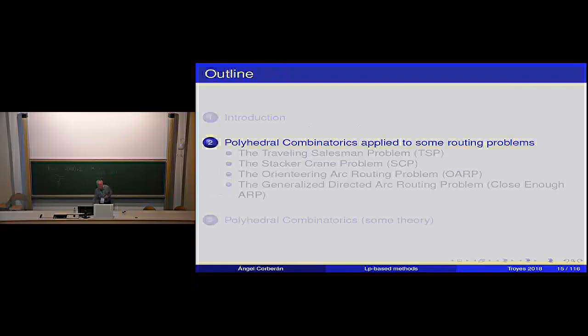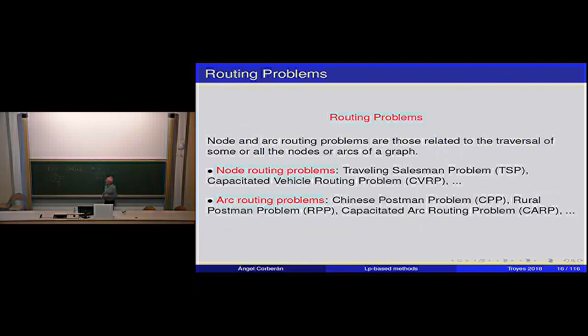Okay, so this is basically the idea of how to use an LP or polyhedral method for solving a combinatorial optimization problem. Let me show you a few things on several routing problems in which this approach has been successful. I'll talk about routing problems.